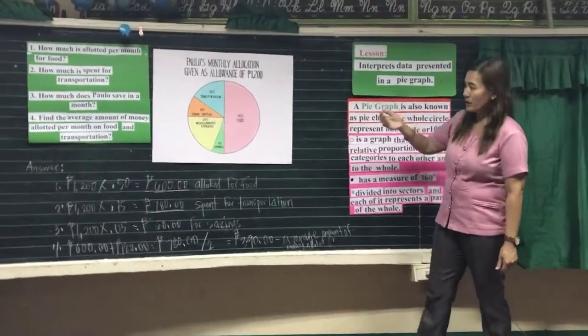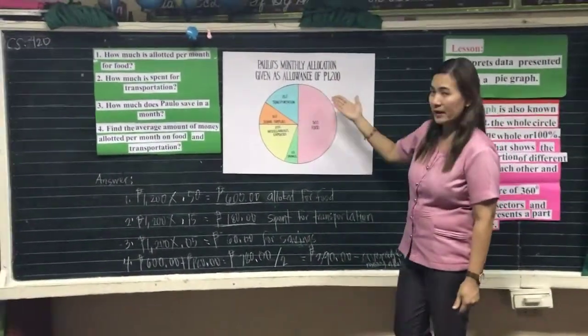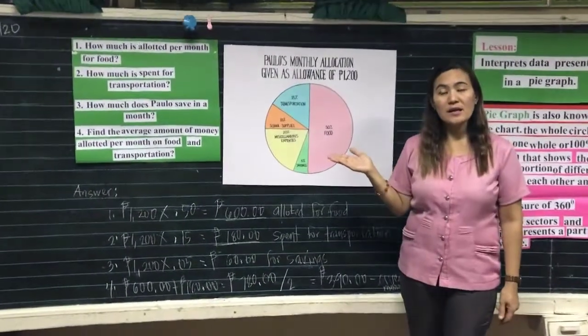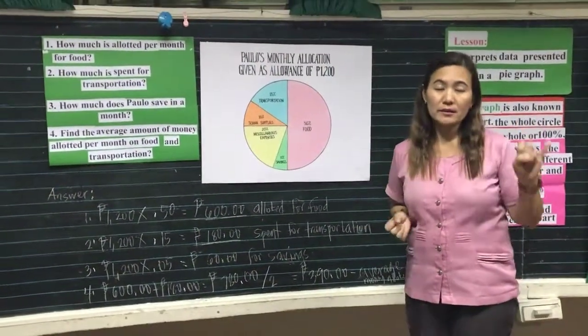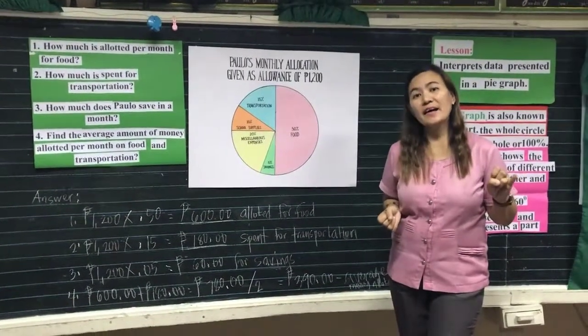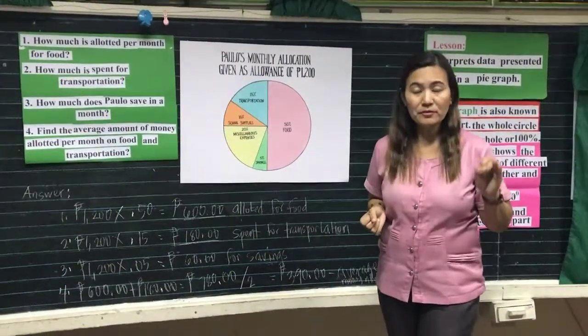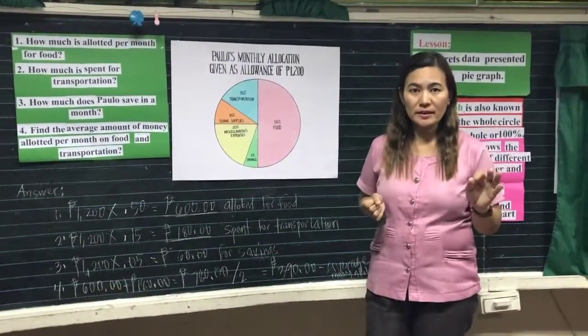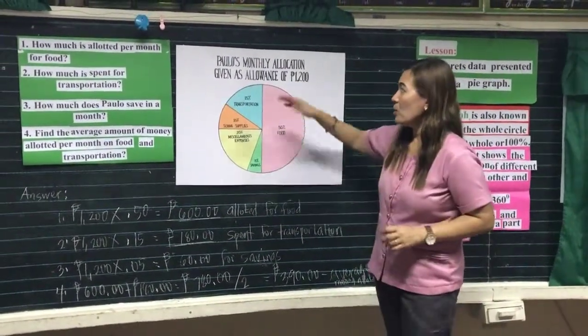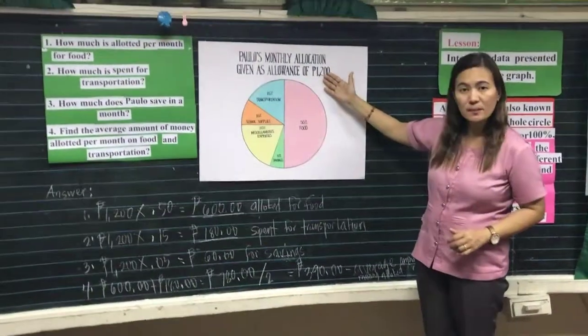Now, I will show you here an example of a pie graph. By the way, a pie graph must have a title, must have a label, and of course, must have a sector. So, this is an example.